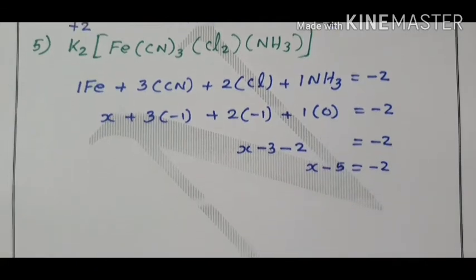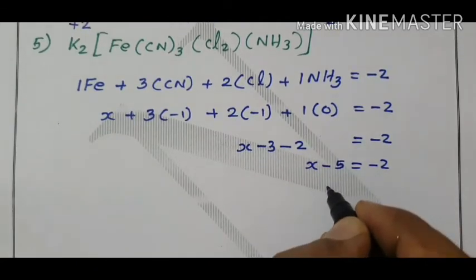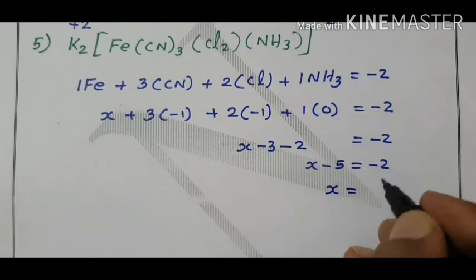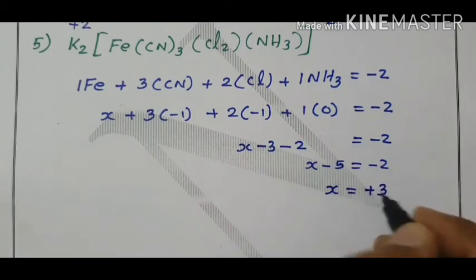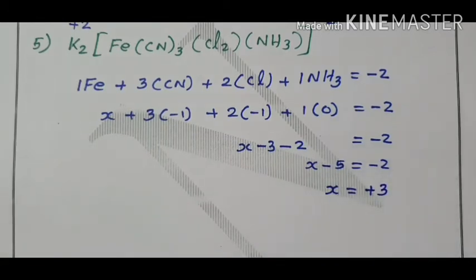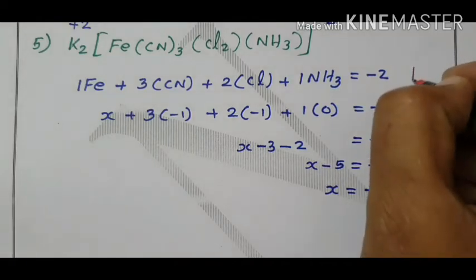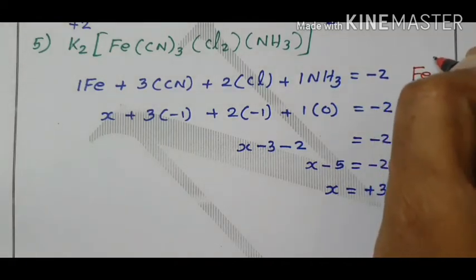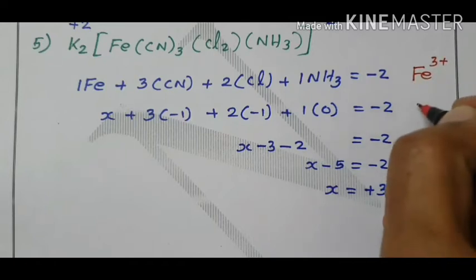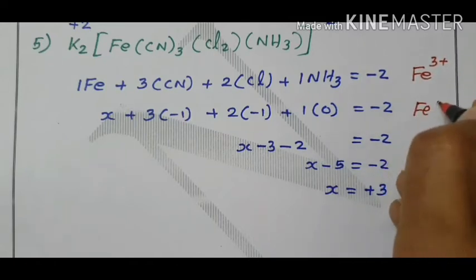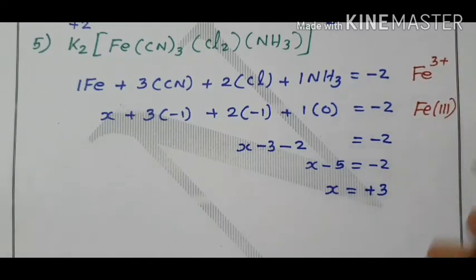When you bring the minus 5 to the right hand side, it becomes plus 5. 5 minus 2 equal to plus 3. The oxidation state of iron in this complex is 3 plus. We know if the iron oxidation state is 3 plus, it is called ferric. In the IUPAC name, it is indicated in Roman numeral, Fe(III).